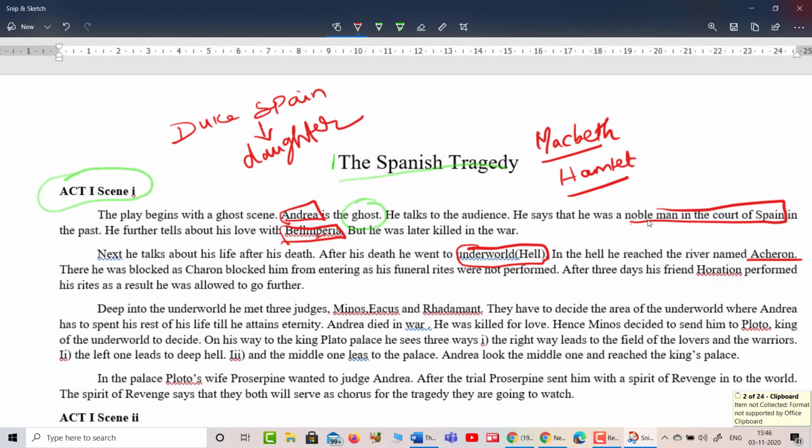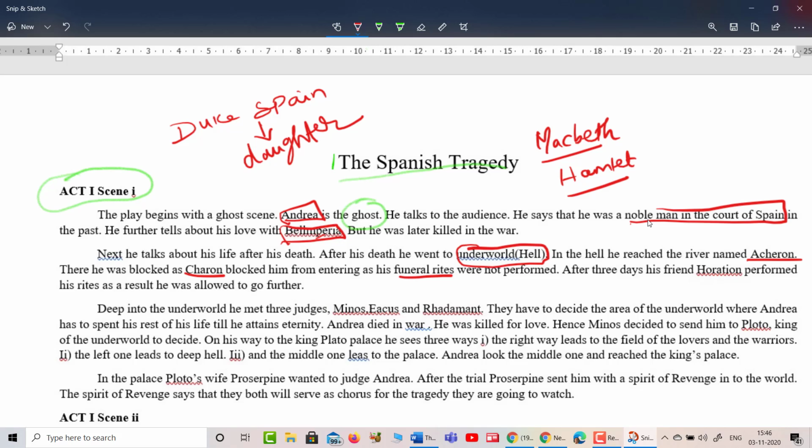But he was not permitted, or he was blocked by Charon, because he was not given the funeral rites. Proper funeral rites were not performed for Andrea because he was murdered or dead in the warfield, and he was not given funeral rites. So he was waiting in the river bed of Acheron in the hell, underworld.